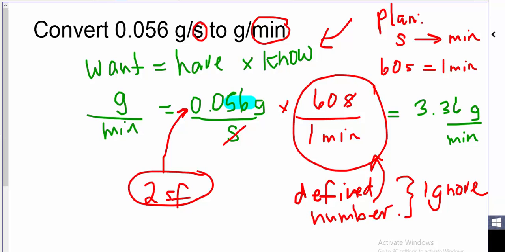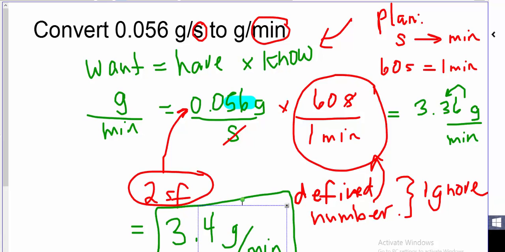So let's go ahead and write that out. My rate here is going to be 3 point, I can round that 3 up because the 6 is greater than 5, 3.4 grams per minute with 2 significant figures in my answer.